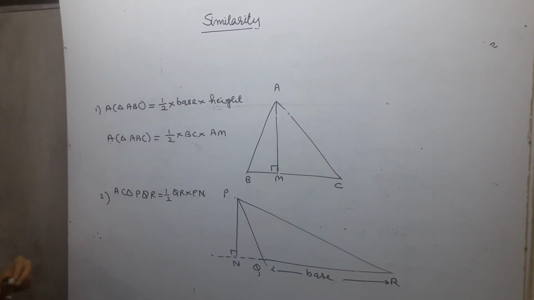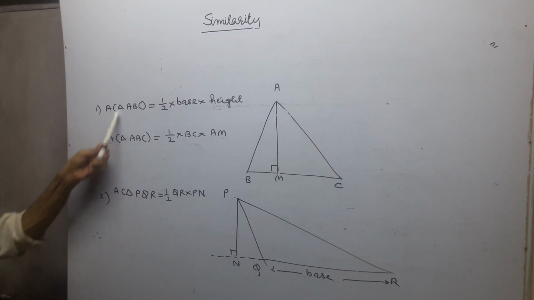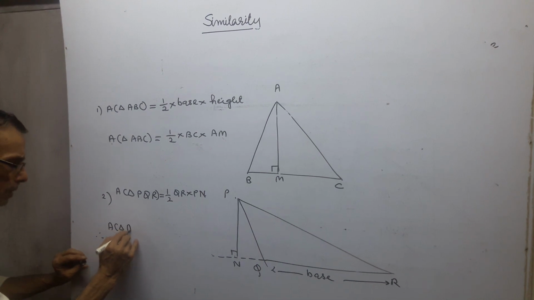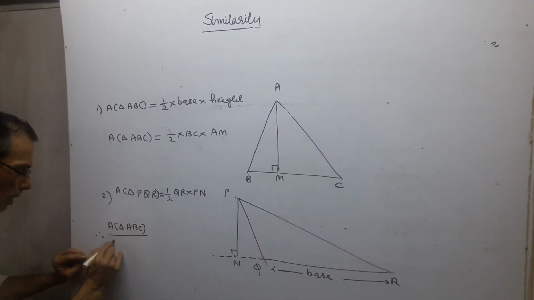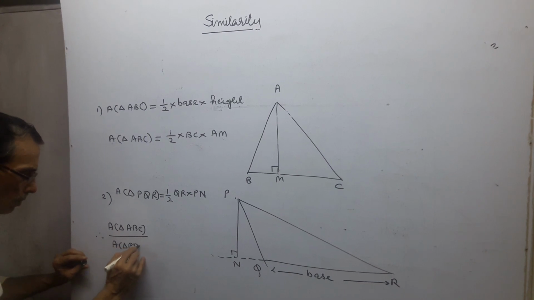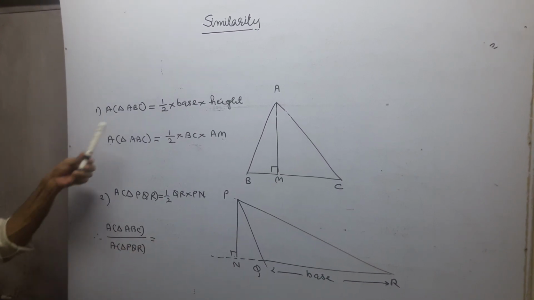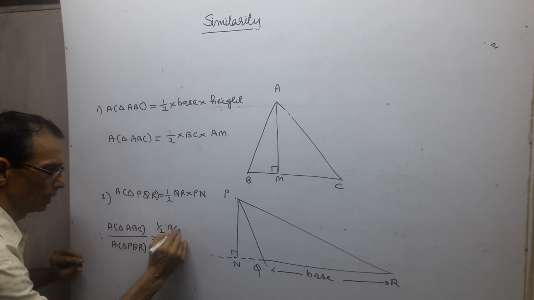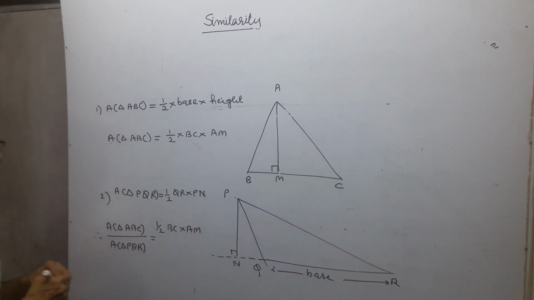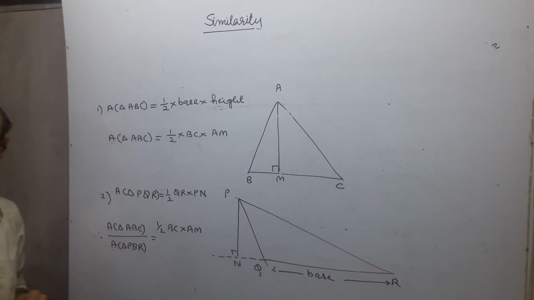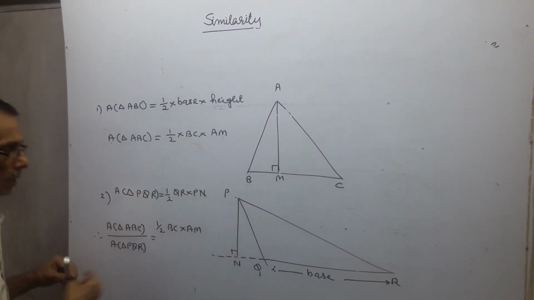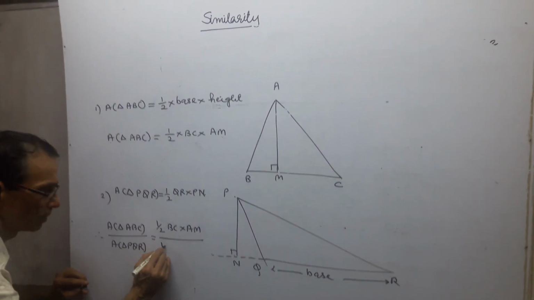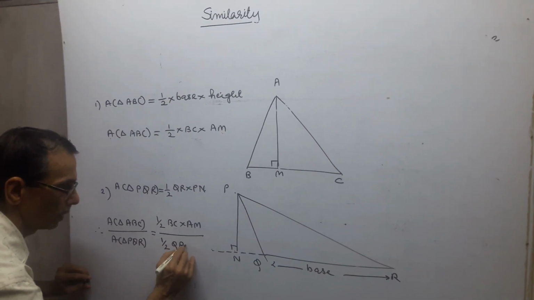If you take the ratio of the areas of both the triangles, the area of triangle ABC upon area of triangle PQR. Area of triangle ABC is equal to half BC into AM, because area of any triangle is half base into height. Similarly, area of triangle PQR is half QR into PN.